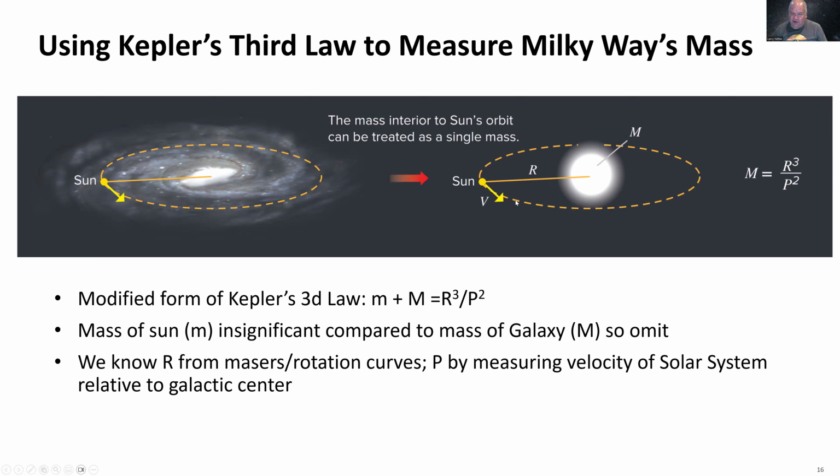So we imagine the sun is orbiting the rest of the galaxy inside it. And little m in this case is very small, so we omit it. So we basically say capital M equals r cubed over p squared. We actually know r from using the globular clusters, I said rotation first, I meant globular clusters, and we can measure the velocity of the solar system relative to the galactic center, and then you figure out how long it takes to go around the galaxy.